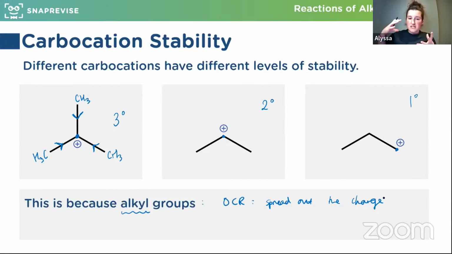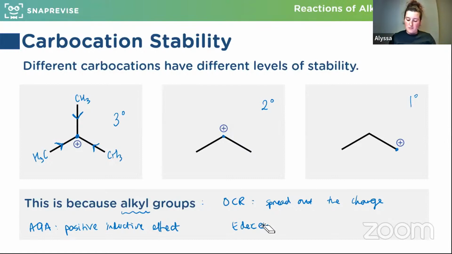So if the electrons from the CH3 move ever so slightly towards the carbocation carbon, then our CH3 might become ever so slightly delta positive, but the carbocation, which has a full positive charge, becomes ever so slightly less positively charged because it's being cancelled out by the electrons. So OCR, we say we spread out the charge. AQA, we talk about having a positive inductive effect, as in it's donating electrons, positive inductive effect. And then Edexcel.